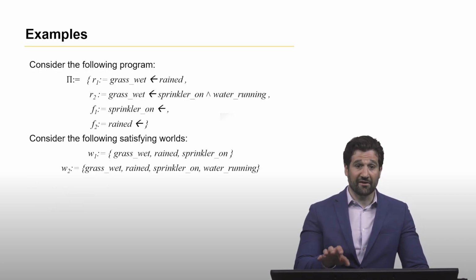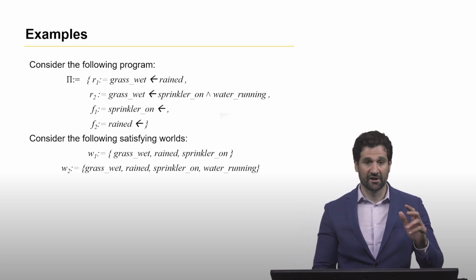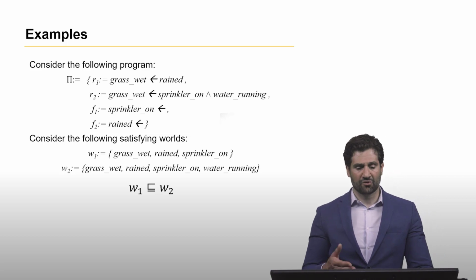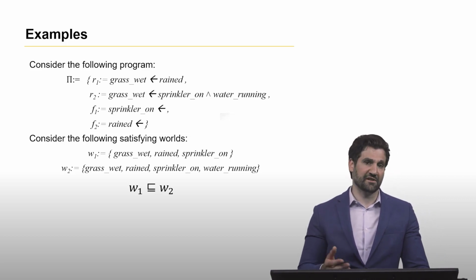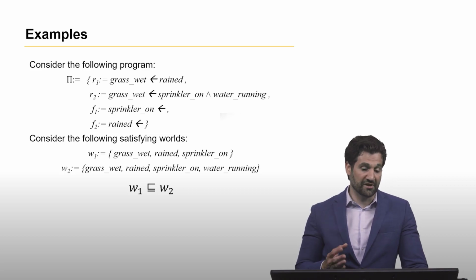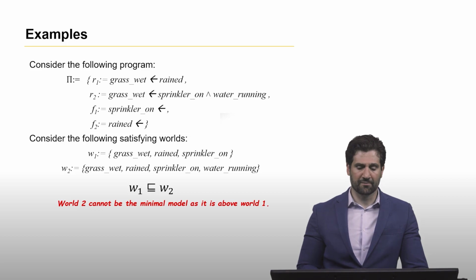So anyway, we have our logic program about the grass being wet and it rained, and we have the same worlds as we did a little while ago. Clearly, both these worlds satisfy the logic program, but world 1 is below world 2 because it's a subset. And so world 2 cannot be a minimal model because it is above world 1.